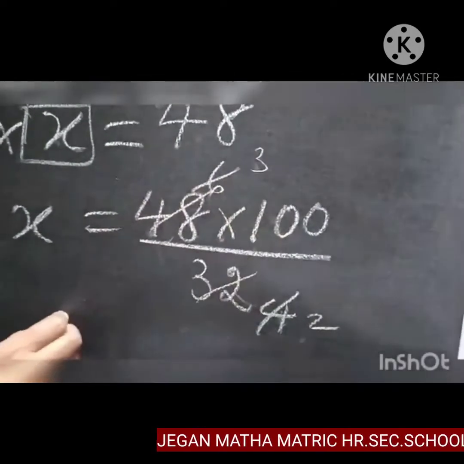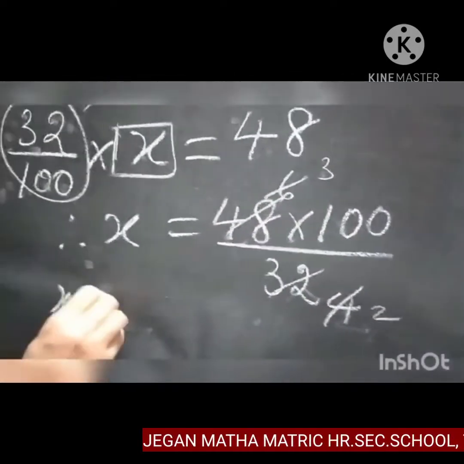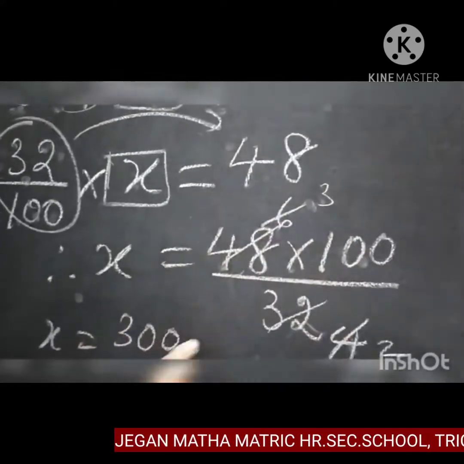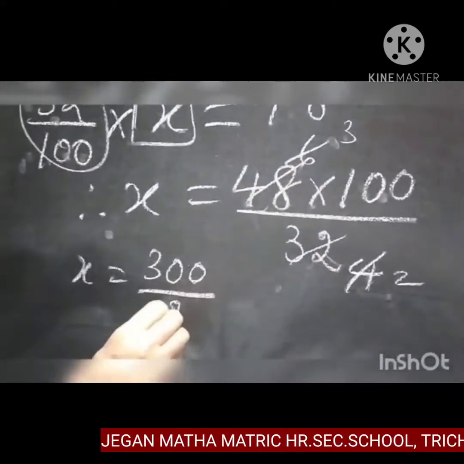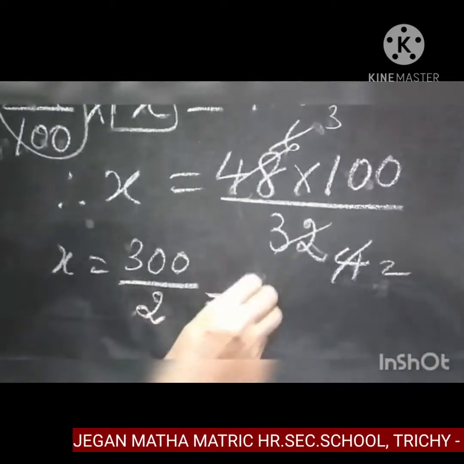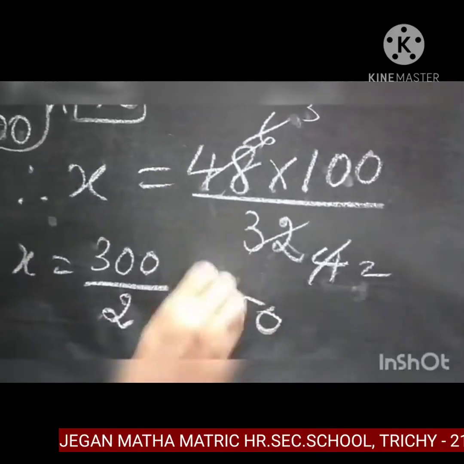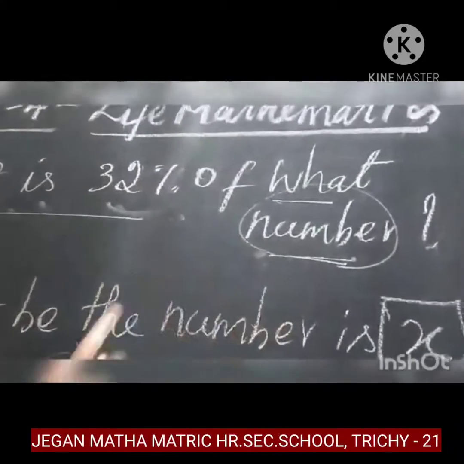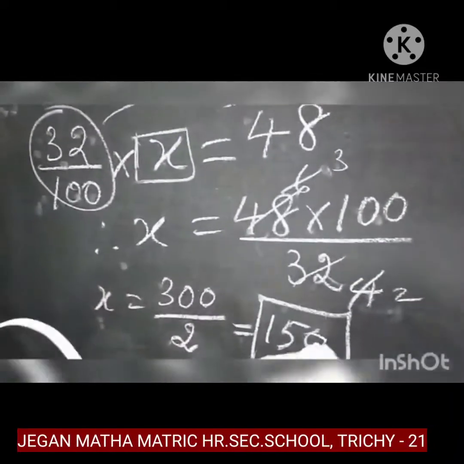So 3 into 100, 300. The value of x equals 3 into 100, that is 300, divided by 2. So the denominator is 2. So 300 divided by 2 is 150. Now the value of x, that is the number, the whole total number, the value of x is 150.